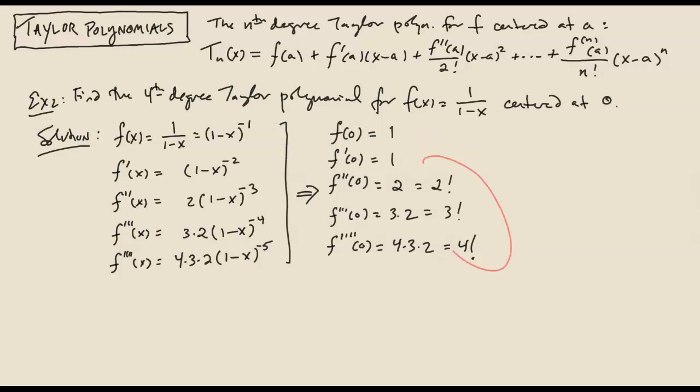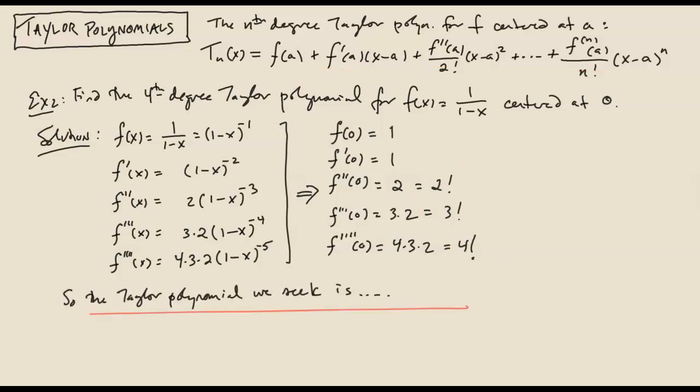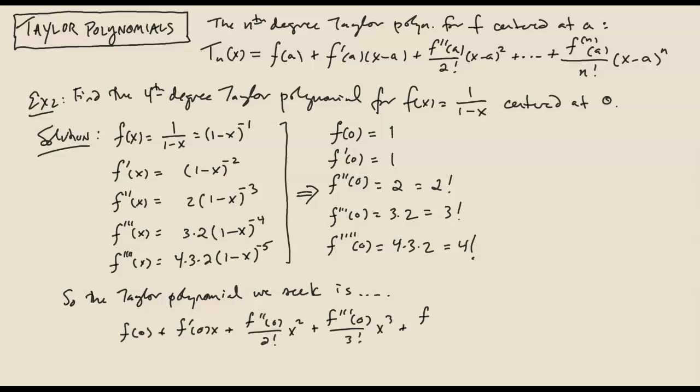And because of these factorials appearing, we're going to get some wonderful cancellation. So the Taylor polynomial we seek is, well, we know how the general expression always begins: f of 0, the value of the function at the center point, plus f prime of 0 x, plus f double prime of 0 over 2 factorial x squared, plus triple prime over 3 factorial x cubed, plus quadruple prime over 4 factorial x to the 4th. And now we just need to fill in all of these values.